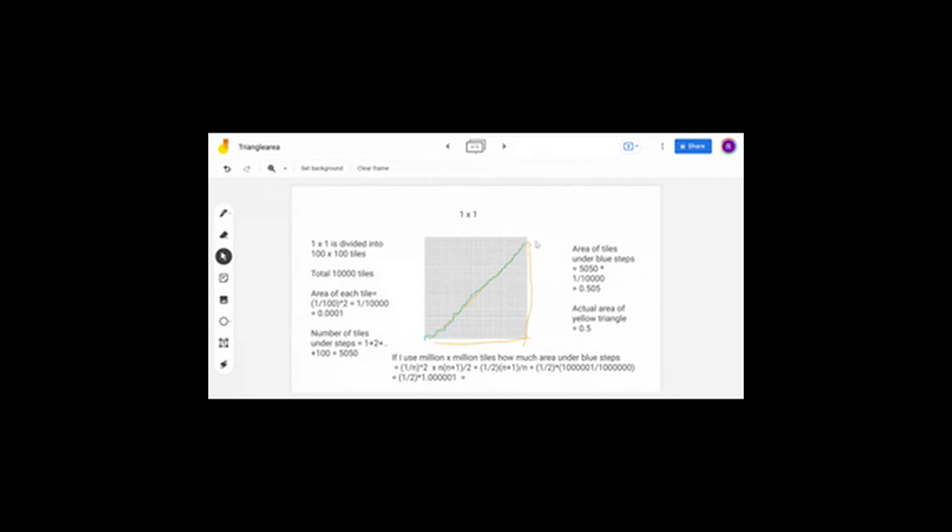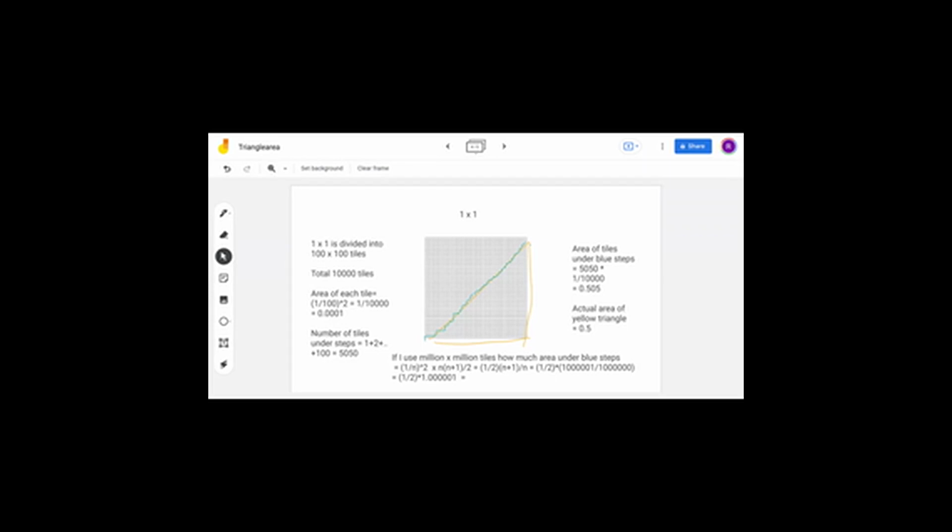How do we count the number of tiles in the triangle? So we have broken a 1 by 1 square into 100 divisions this way and 100 divisions this way. So we are dividing it and making a grid. So total, how many tiles are there? Let's say it's 100 rows this way and 100 columns this way. So total how many tiles are there? 10,000 tiles. Yes.